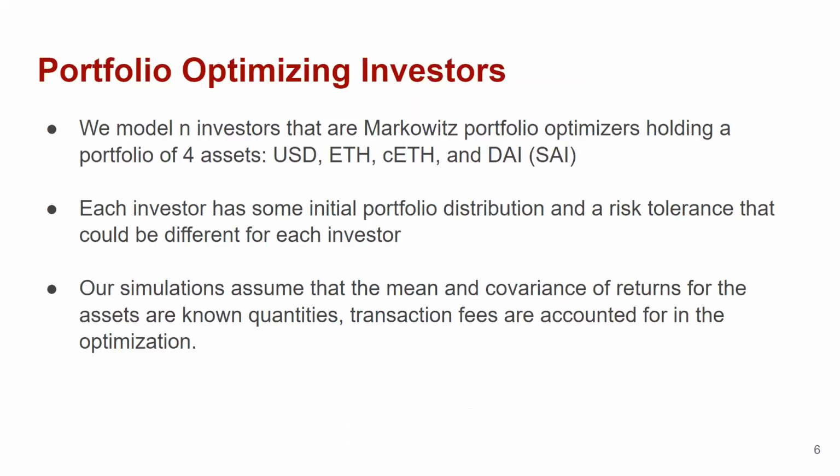Each investor in the simulation is modeled as a Markowitz portfolio optimizer for holding a portfolio of 4 assets, that is USD, ETH, CETH, and DAI. Each investor also has a risk tolerance parameter, which might be different for each investor. Also, we assume that the mean and covariance for the assets are known quantities and transaction fees are accounted for in the simulations.